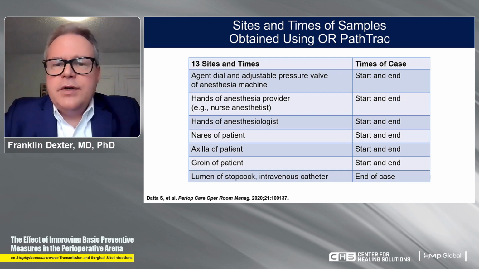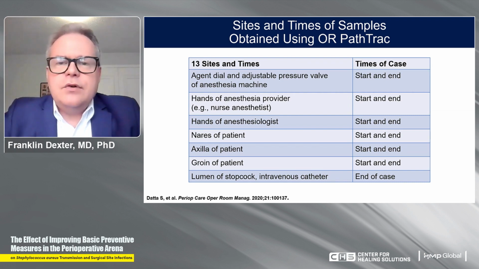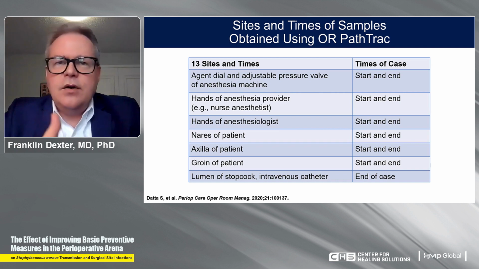Culturing 6 sites before surgery and 7 sites after surgery. The extra after the surgery is the lumen of the intravenous catheter's stopcock. That's going to be sterile when you take it out of the package. The patient sampling is done when the patient is asleep if they have a general anesthetic. Later I'll explain why you're culturing the agent dial and the anesthesia machine pressure valve and the hands of the anesthesiologist and of the anesthesia provider. That would be the anesthesiology resident, the nurse anesthetist, or the anesthesiologist assistant.